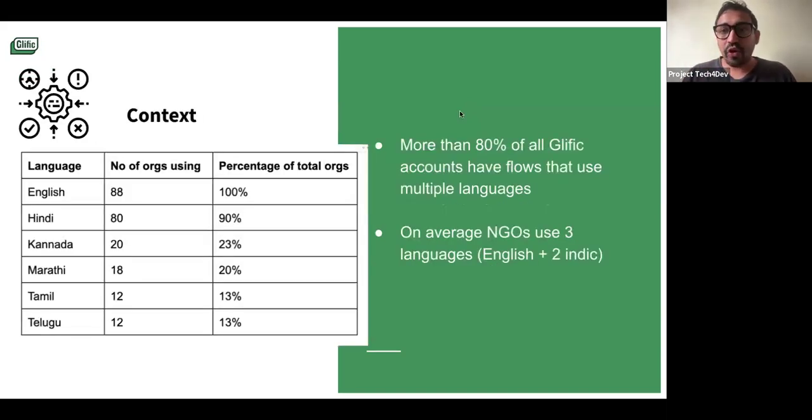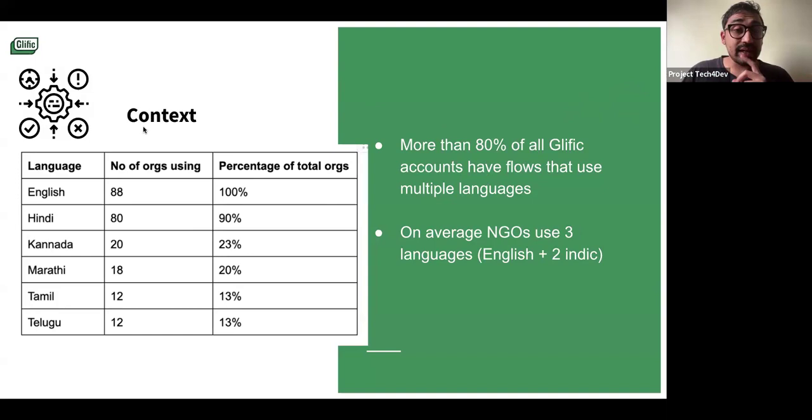So the context for this feature, having translation in the Flow editor: when we were doing the scoping, we heard from NGOs that translation takes a lot of time in the process of creating flows. We found that more than 80% of all Glific accounts have multiple languages. So it's a need for about 80 to 90% of all accounts. On average, any one NGO account uses at least three languages. So apart from English, at least two more Indic languages are being used.